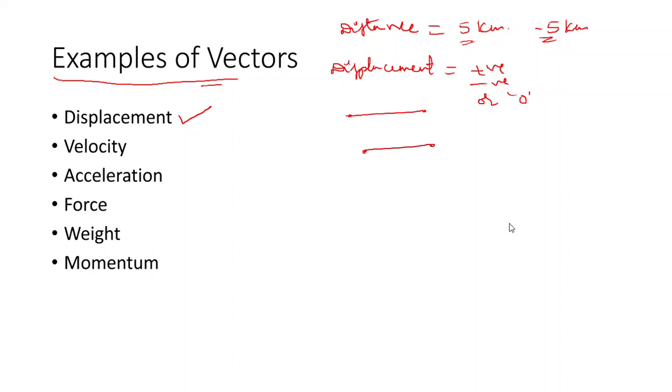So if we take these 2 points, the displacement from A to B is 5 kilometers, this is plus 5, and from A to C, this is the backward direction, which is minus 5. So here the minus represents the direction, and the plus 5 also represents the direction. So displacement is a vector quantity. Velocity is also a vector quantity. Acceleration, force, weight, momentum, these are all vector quantities because they have magnitude and they have direction as well.